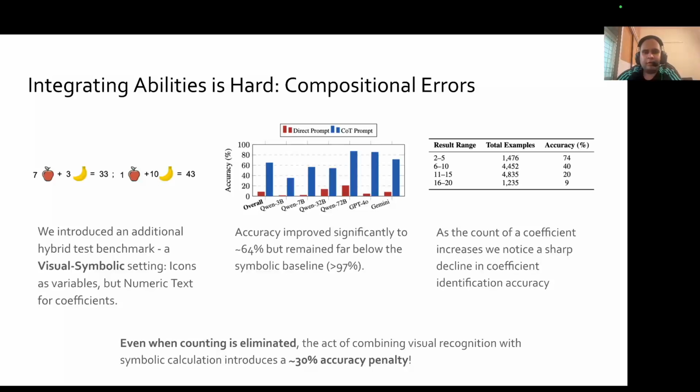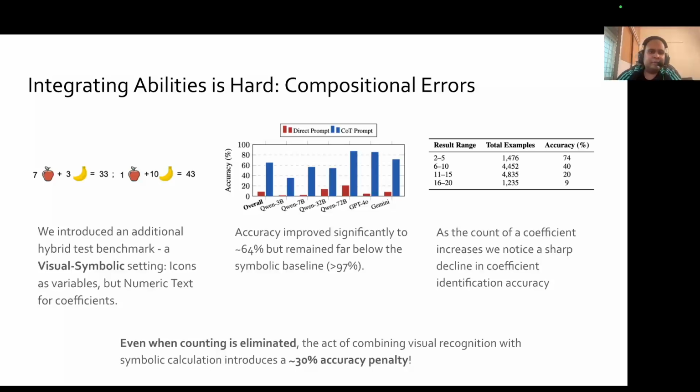So we created another variation of our benchmark, where we include a visual symbolic setting. The icons are the variables and the numeric text acts as coefficients. We notice that the accuracy improved, surely, compared to the near 12% performance, we came to 64%. But this is still poor compared to the symbolic baseline, which was more than 97%, in some cases 100%.